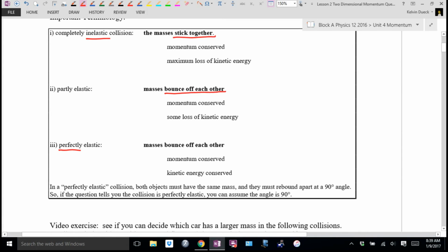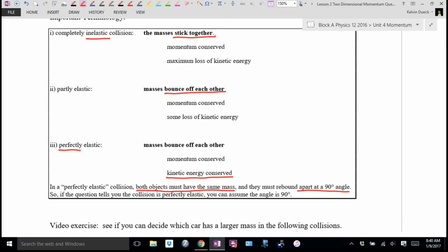In a perfectly elastic collision, kinetic energy is conserved. Masses still bounce off each other, but they bounce off each other in a special way. They rebound apart at a 90-degree angle, which means if they don't give you a picture, you sort of know the picture. Both objects must have the same mass. So if the question tells you that the collision is perfectly elastic, you can assume the angle is 90 degrees.